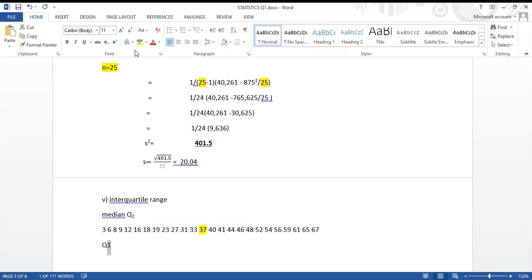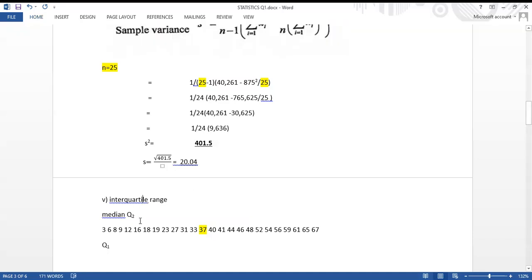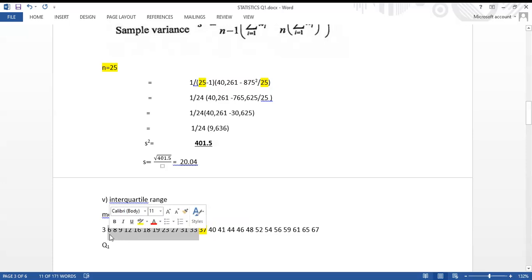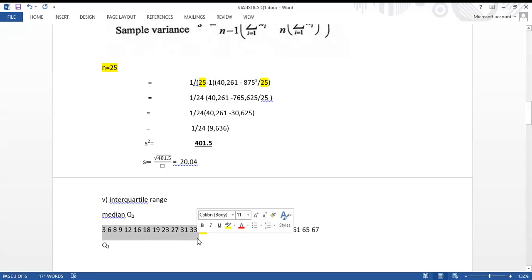Q1 separates the lower half of the data into two parts. Q2 has divided the whole data into two parts. Now Q1, this part which I'm shading here, is going to divide this lower half of the data again into two parts. That's what quartiles do: they divide the data into four parts.